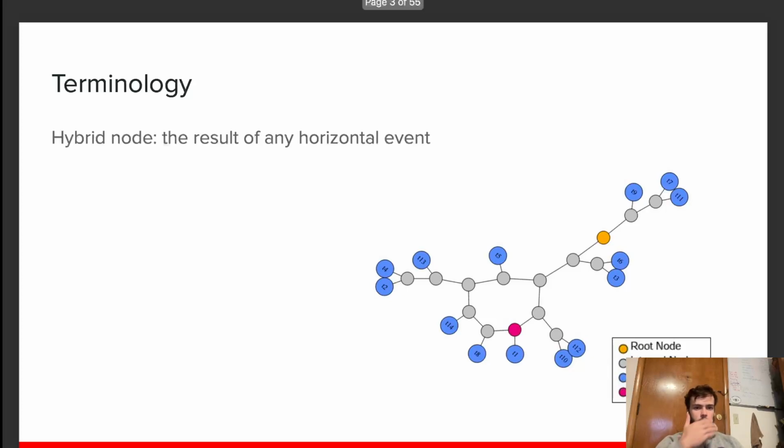Additionally, I call it a hybrid node, and a hybridization is a specific type of horizontal event or non-tree-like evolutionary event. But even though I call it a hybrid node, it actually refers to any horizontal event. So I'm going to be using that as a blanket term throughout the presentation.